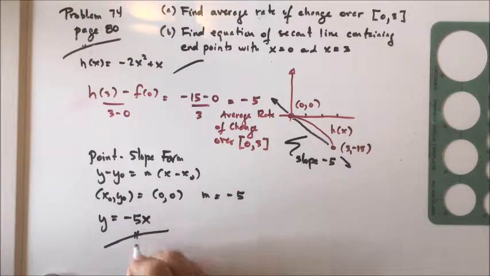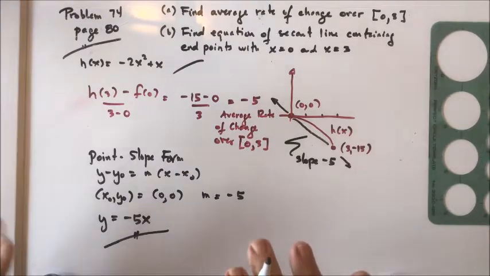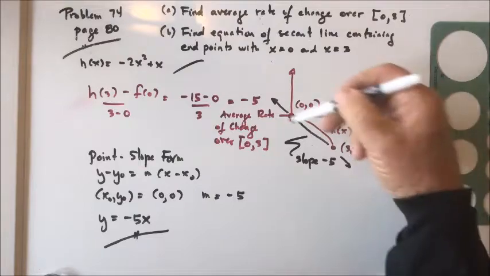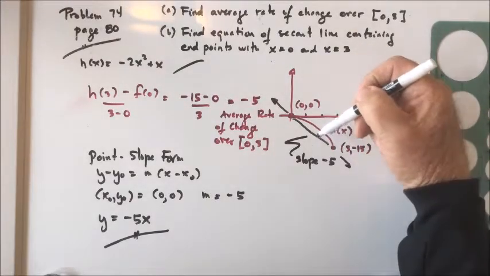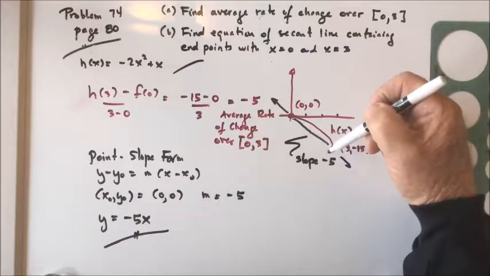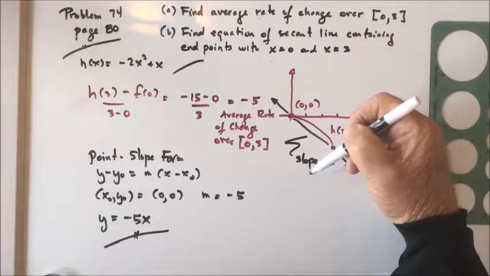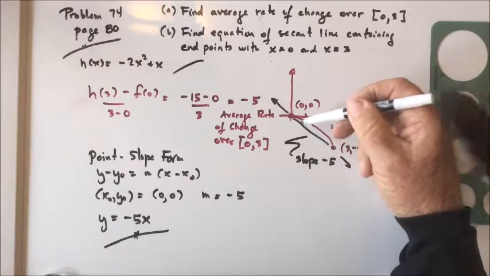And there's the equation. So again, this problem is trying to reinforce the idea that the difference quotient is the average rate of change, and the average rate of change also happens to be the slope of the secant segment.